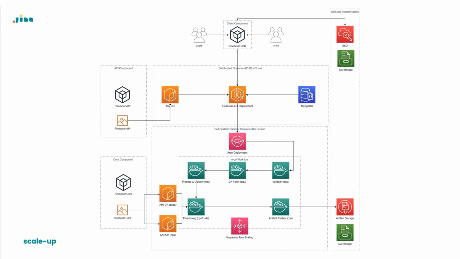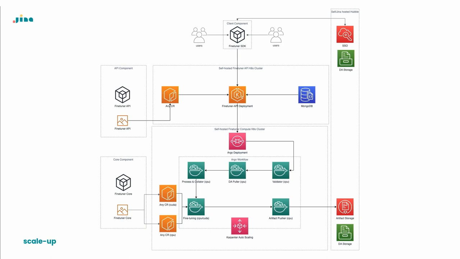And underneath there are basically three components. We call it three components plus two clusters. The three components are the fine-tuner client, fine-tuner API, and fine-tuner core. Core is the algorithm part. API is basically a FastAPI instance. And the fine-tuner client is basically a Python client, which sends HTTP requests. And there are two clusters, which are the API cluster and the compute cluster.